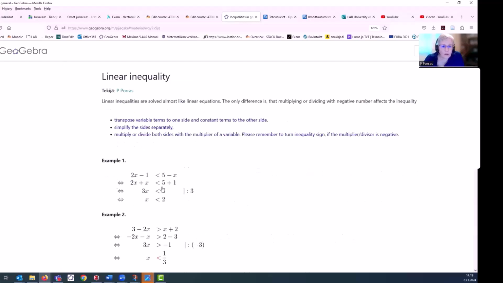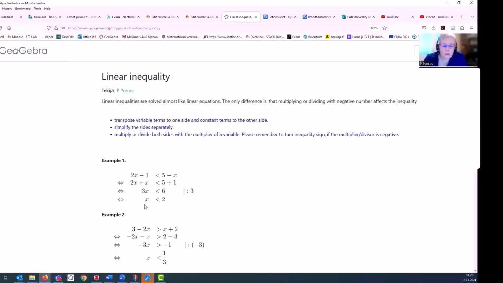So with linear inequalities, the solution method is basically exactly the same as for linear equations. What you do is transpose the variable terms to one side and the constant terms to the other side. You divide by the multiplier and you get the result. So this is what happens here in example 1. The only problematic part is when you are multiplying or dividing. Here, the multiplier is 3, a positive number, so it's no problem. You can just divide and you get the result. The inequality sign remains the same all the time.